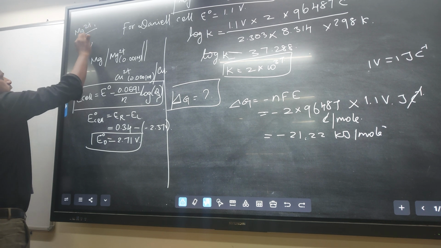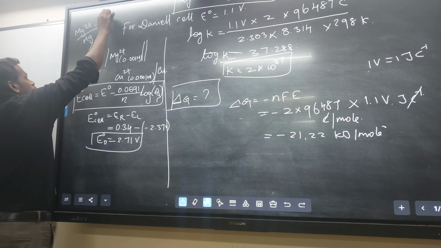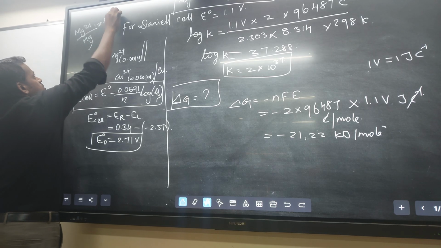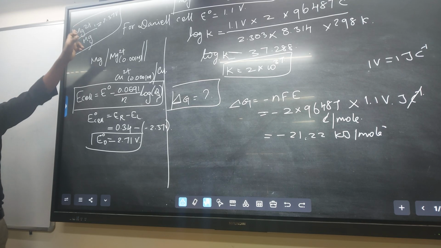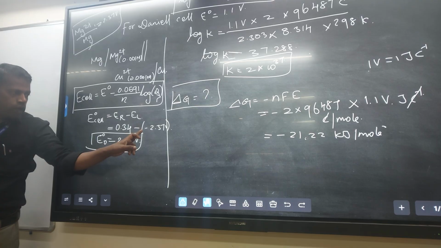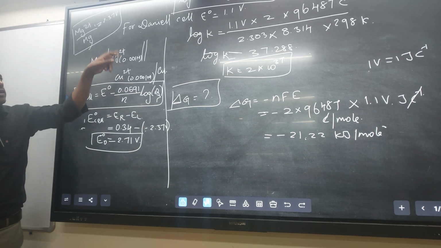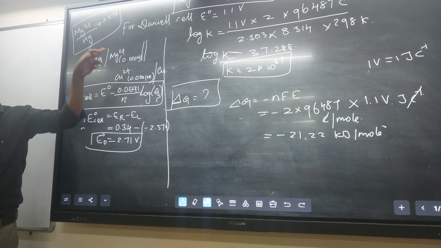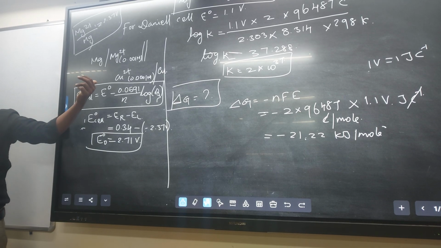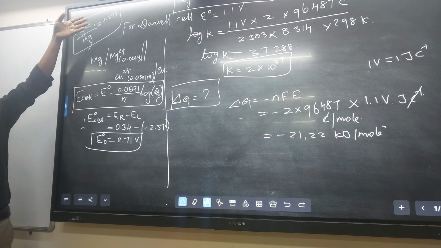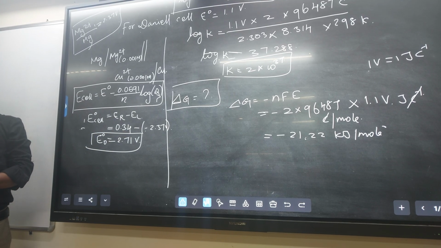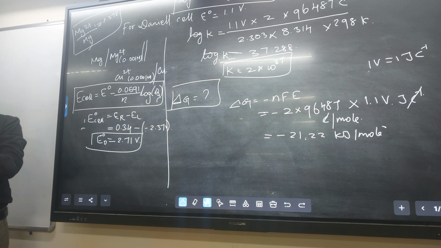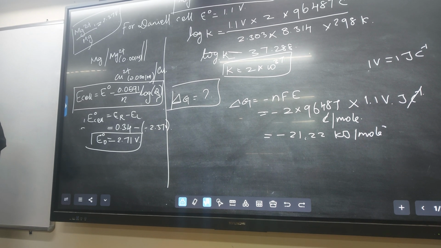Magnesium 2 plus divided by magnesium equals 2.37 volt, isn't it? So for Mg2+ divided by Mg, the reduction potential value is 2.37 volt. Why did I put the minus here? Here oxidation happens. They gave Mg by Mg2+ in the calculation, but we know the reduction potential is for Mg2+ divided by Mg. Hence, we take a minus symbol. The reduction potential value of Mg2+ divided by Mg is plus 2.37 volt.